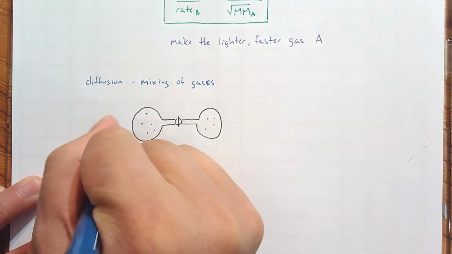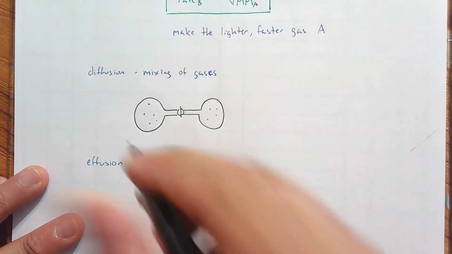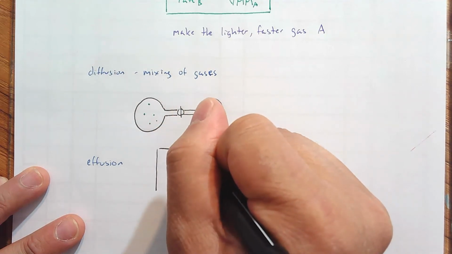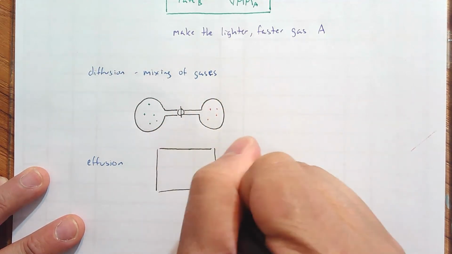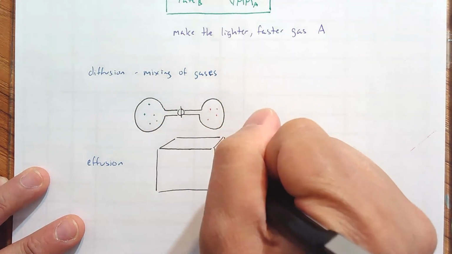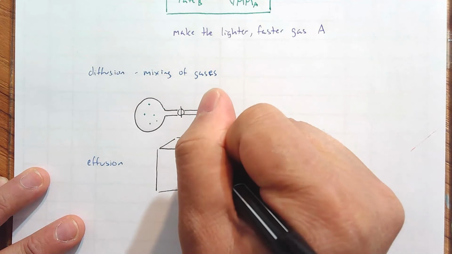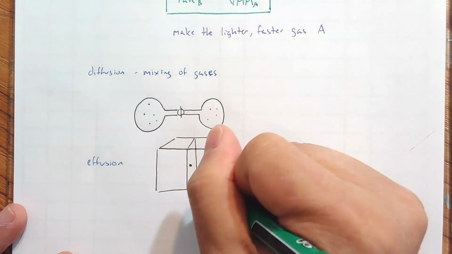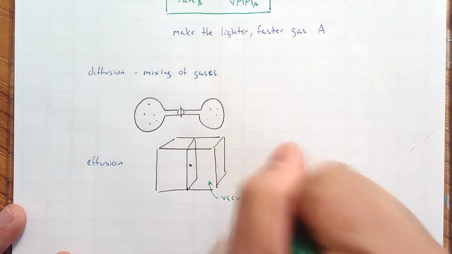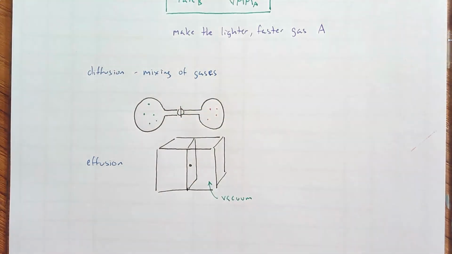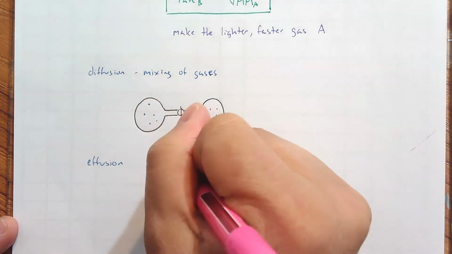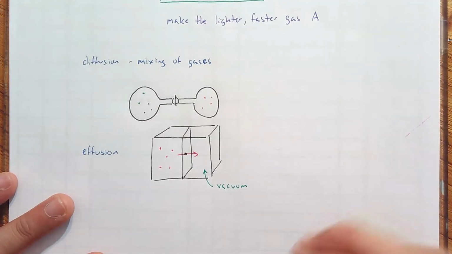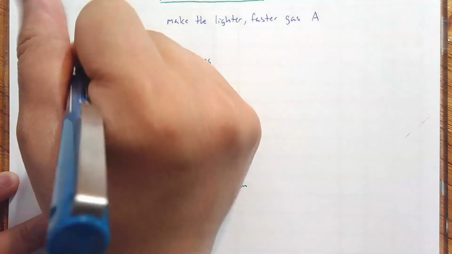Effusion is very similar. It's how gas passes through a pinhole. I'm going to try to draw this 3D. From one side of the container. Oh, that turned out much better than I thought. And into a vacuum. So this is a vacuum. And here we have our gases, and their gases are going this way. You could think of effusion as how gases escape into a vacuum. Diffusion and effusion.